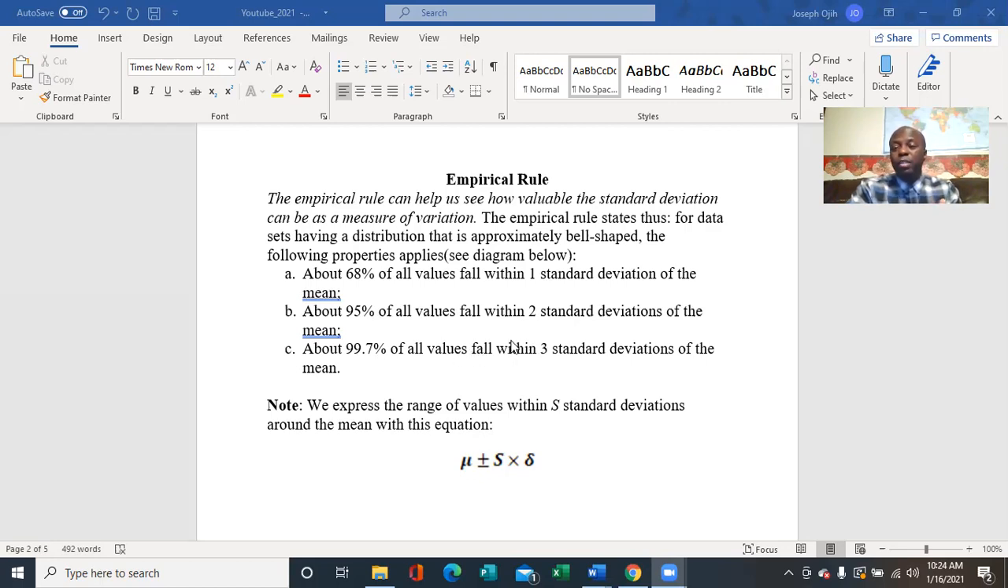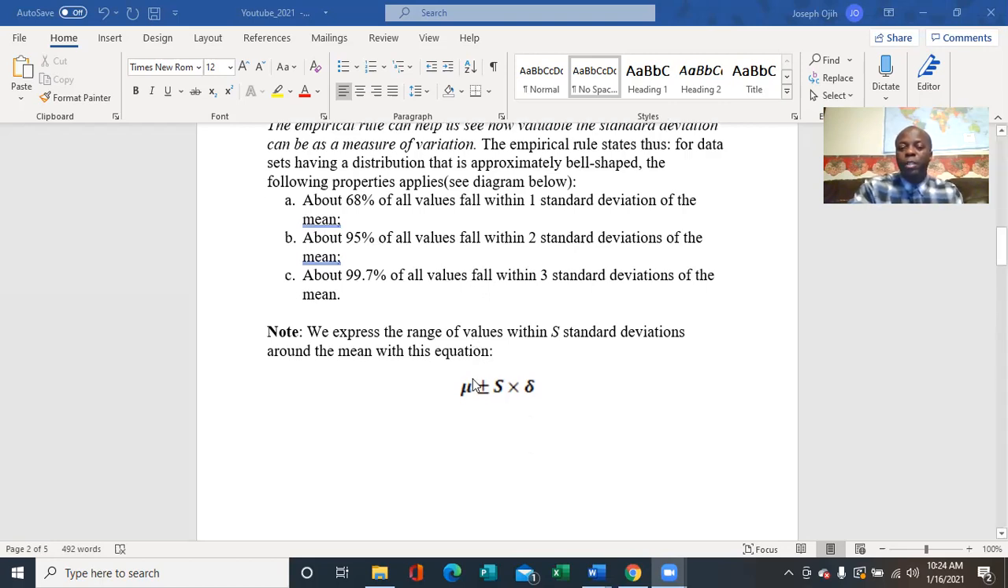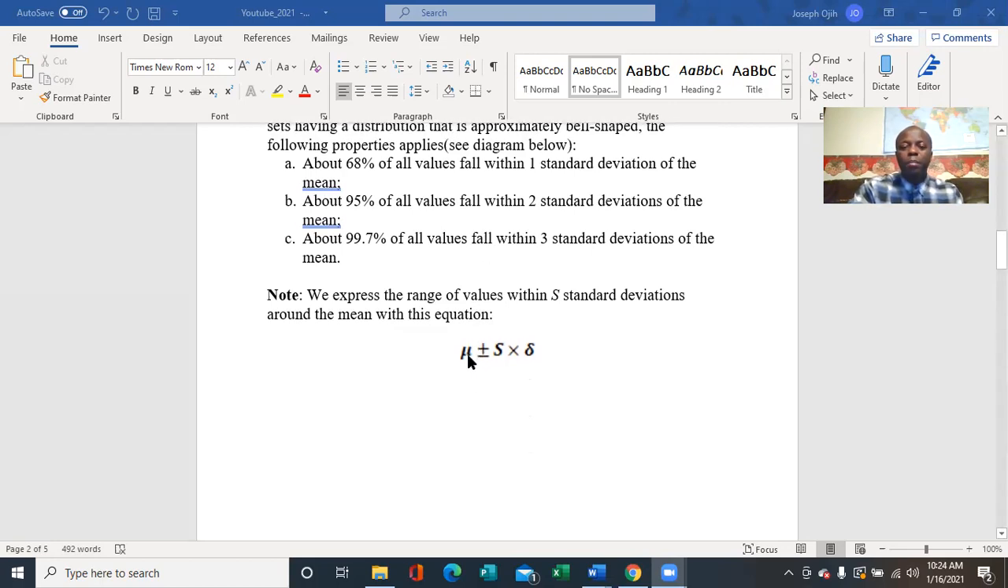Normally we express this rule using this simple formula: mu plus or minus s times standard deviation, where s represents the number of standard deviations we're talking about. The delta sign is the standard deviation itself, but s represents the number of standard deviations. From the various lectures we have, you know that the symbol mu represents the mean or the average.